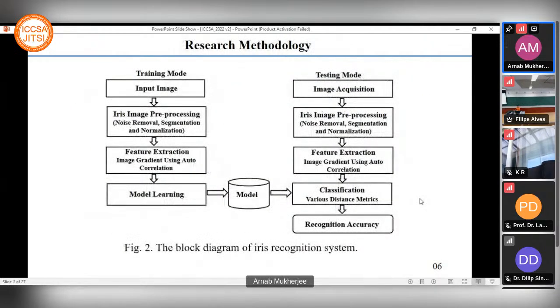Our proposed research methodology consists of two phases, a training phase and a test phase. Each phase consists of iris image preprocessing, feature extraction, classification, and finally recognition respectively. The diagram of the system is shown in the figure below.